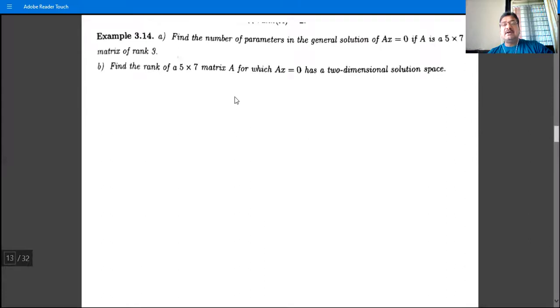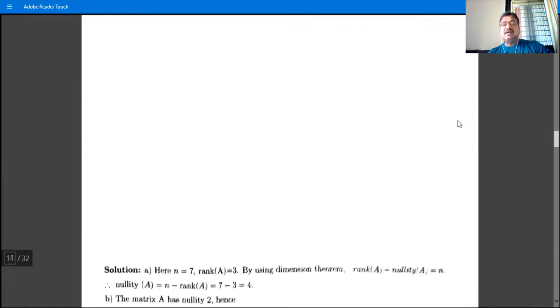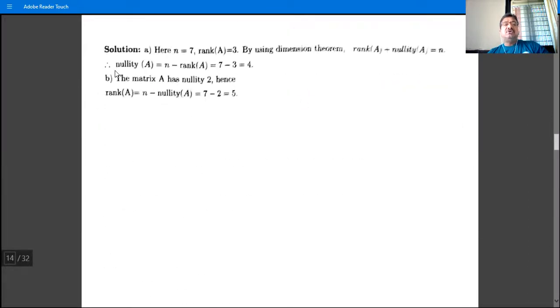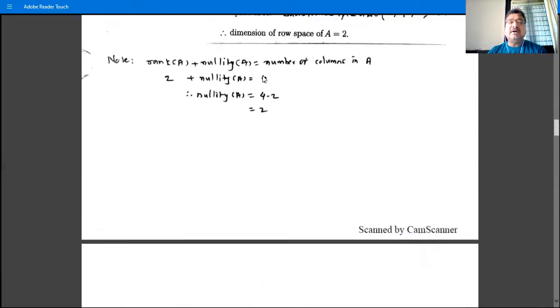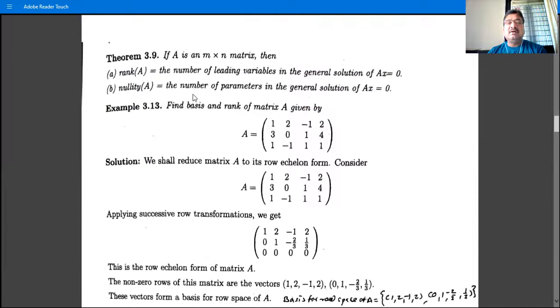The number of columns is 7, so 7 minus 3, that is 4, is the nullity of the matrix. And the nullity of the matrix is nothing but the number of parameters in the general solution. Okay, so what do the number of leading variables and the number of parameters mean?